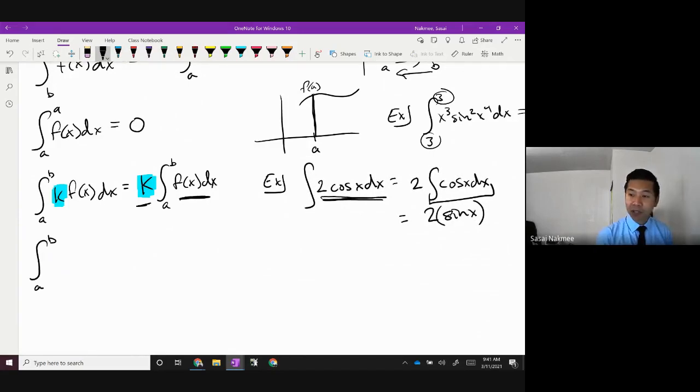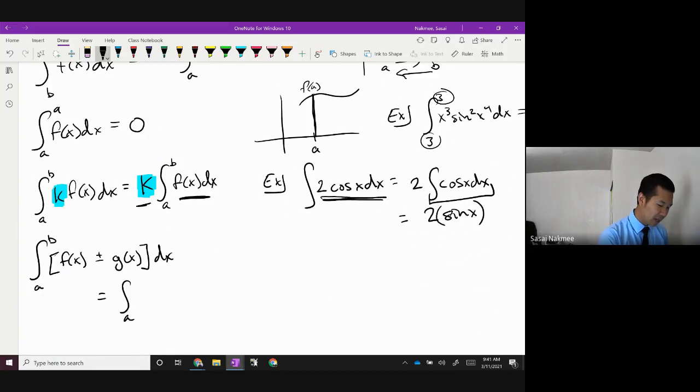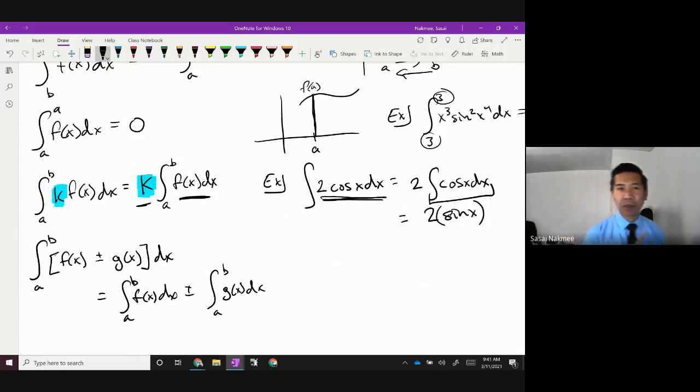And if I have 2 functions adding together, if I have f of x adding or subtracting g of x, so these are 2 separate functions, dx, this right here would simplify out to the integral from a to b of f of x dx plus or minus the integral from a to b of g of x dx. And what I'm saying is if you have a plus or a minus sign separating things out, you can do each integral individually. You don't have to do it as one clump of a thing.